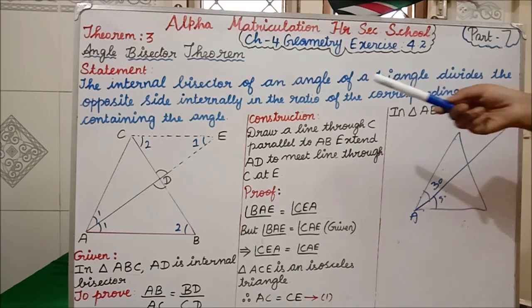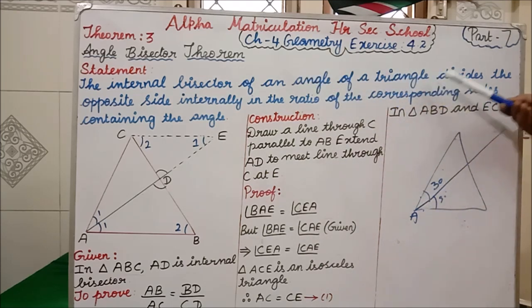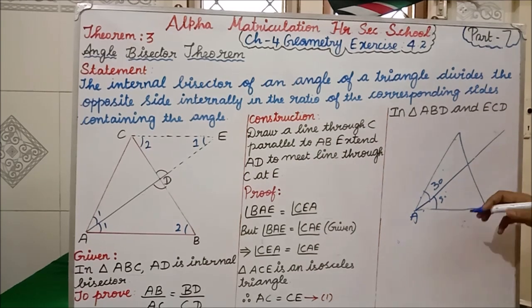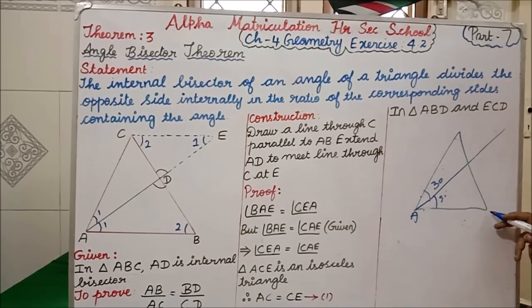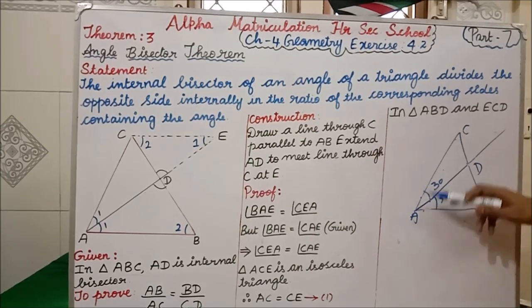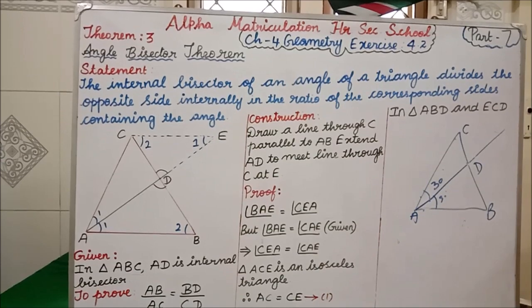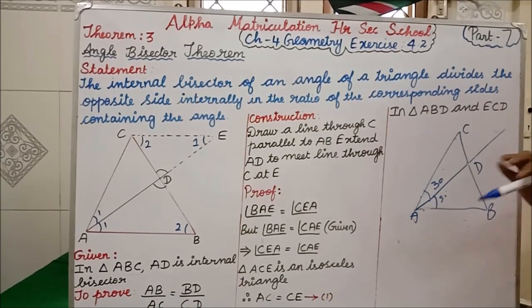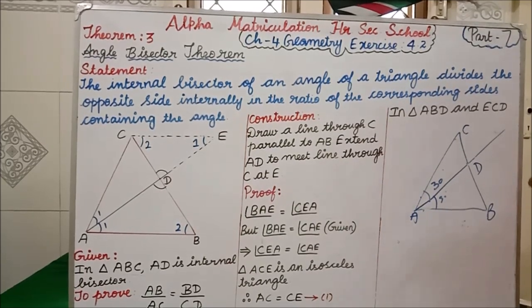The internal bisector of an angle of a triangle divides the opposite side. So, this is the opposite side, isn't it? Internally in the ratio of the corresponding sides containing the angle. In the question, this side we are taking as A, this side as B and this as C. And in this point we are taking D. So now in triangle ABC, AD is the internal bisector because it is dividing this angle A into 2 equal parts.